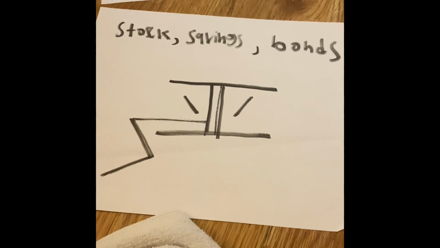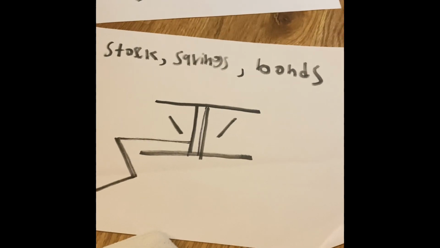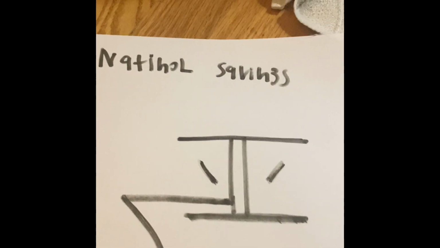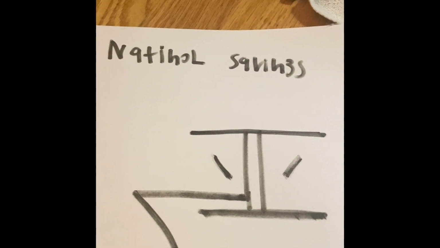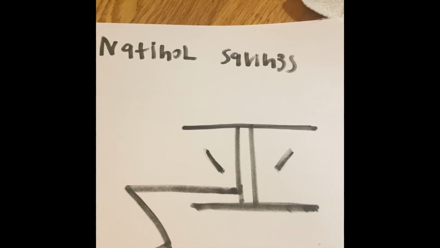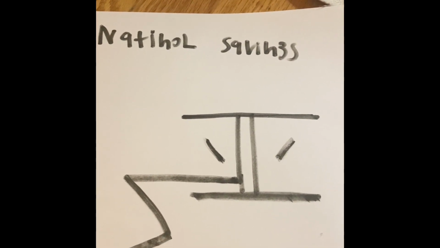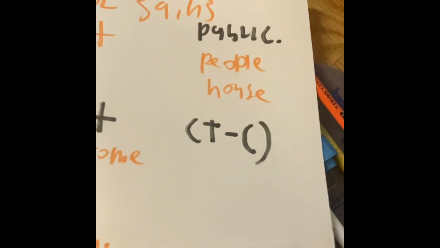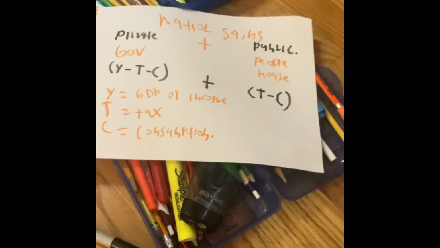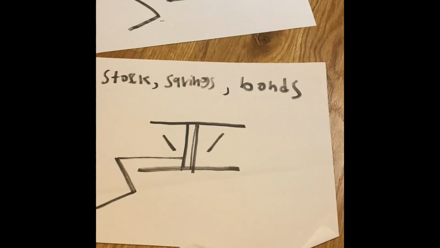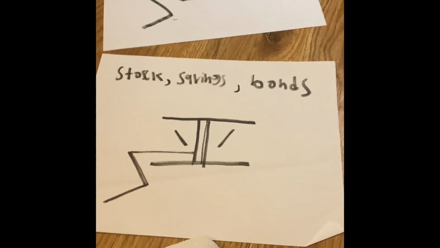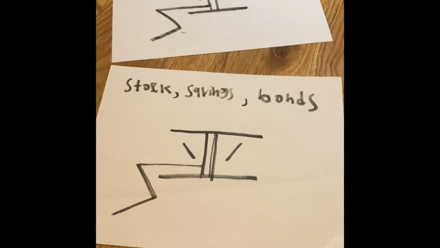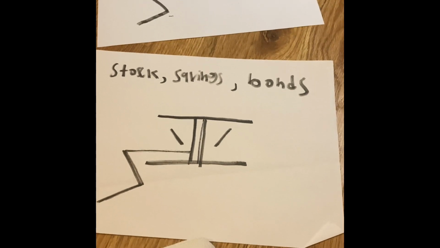So, we probably learned about this in the last video, national savings. We've also learned about what happens in a closed economy. Not only that, what are the private savings, and also the public savings. So what we're going to do is one question. How are stocks, savings, and bonds going to affect the economy?